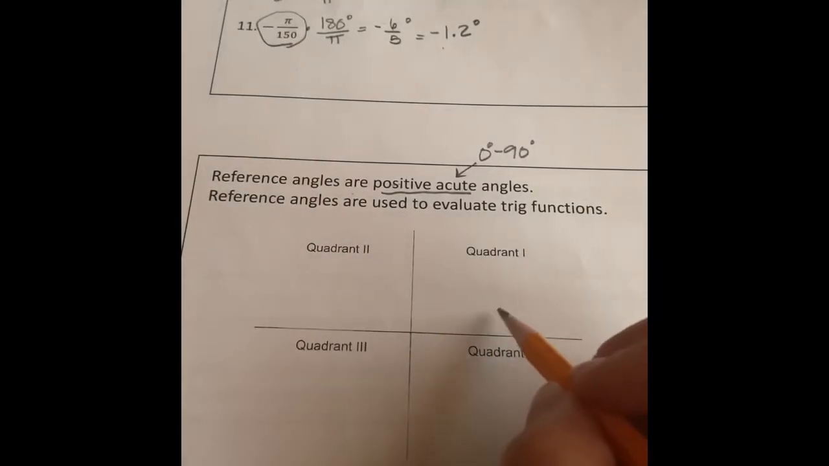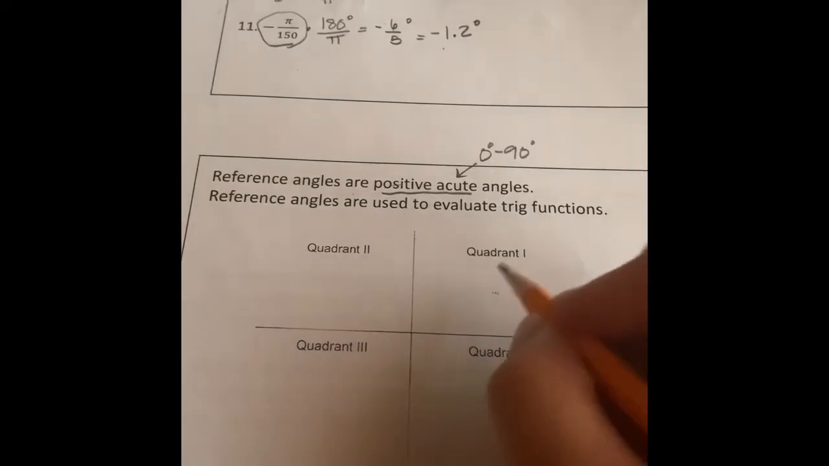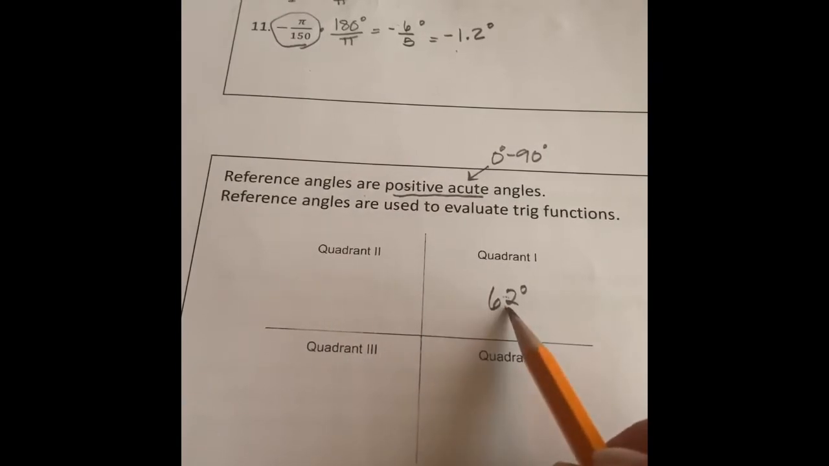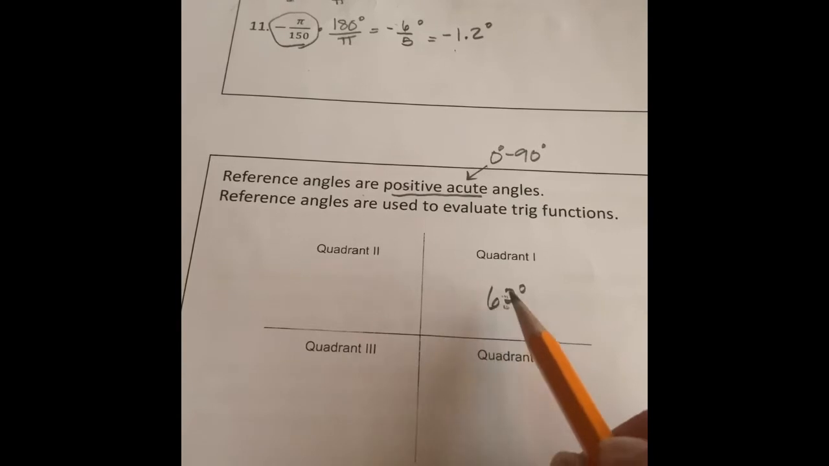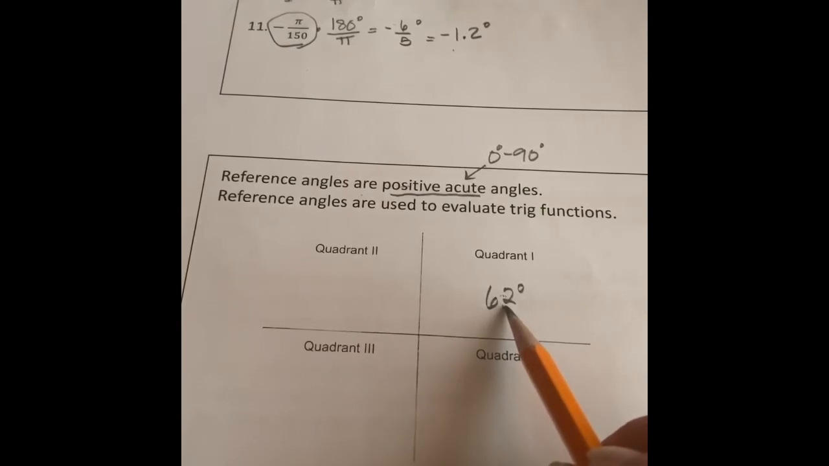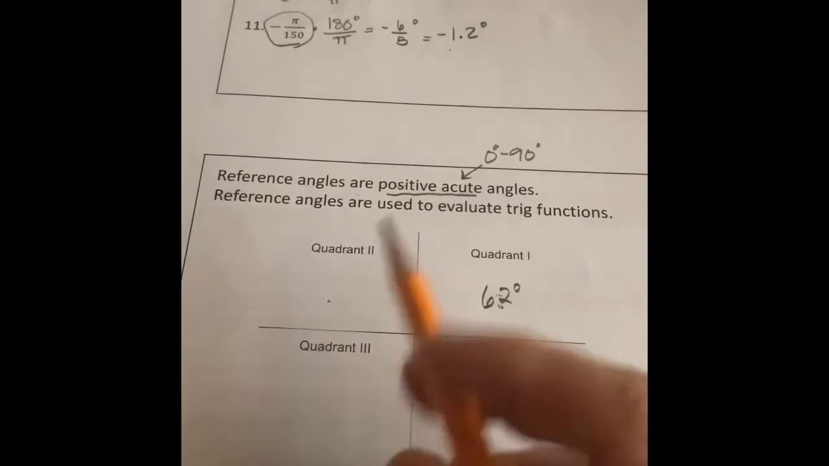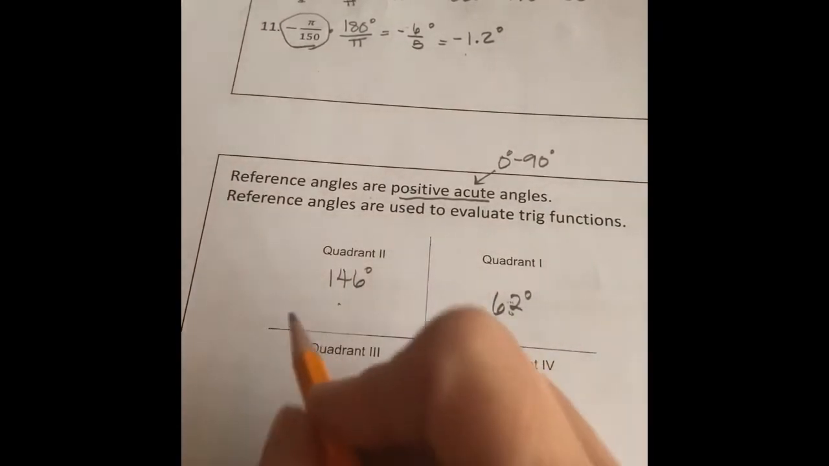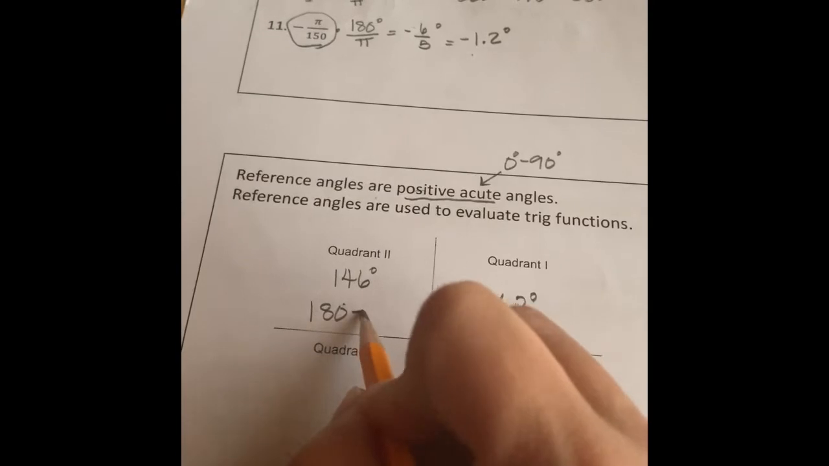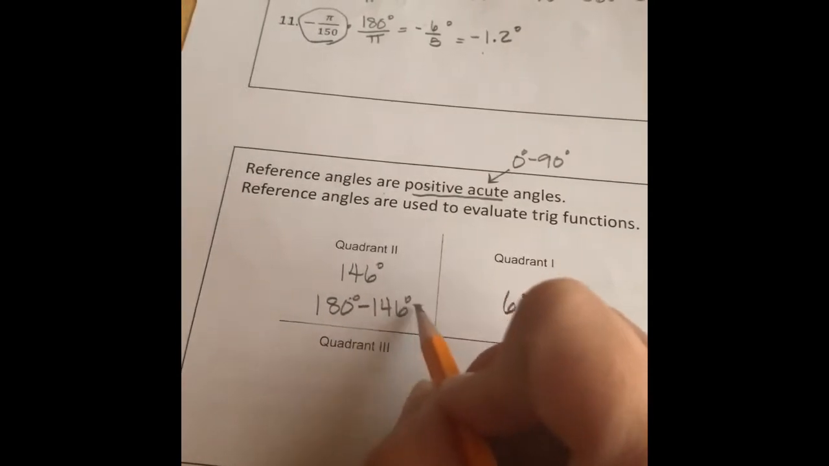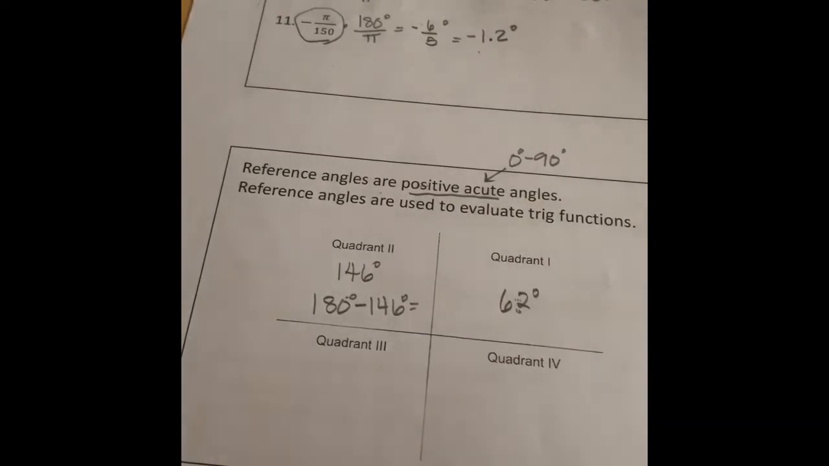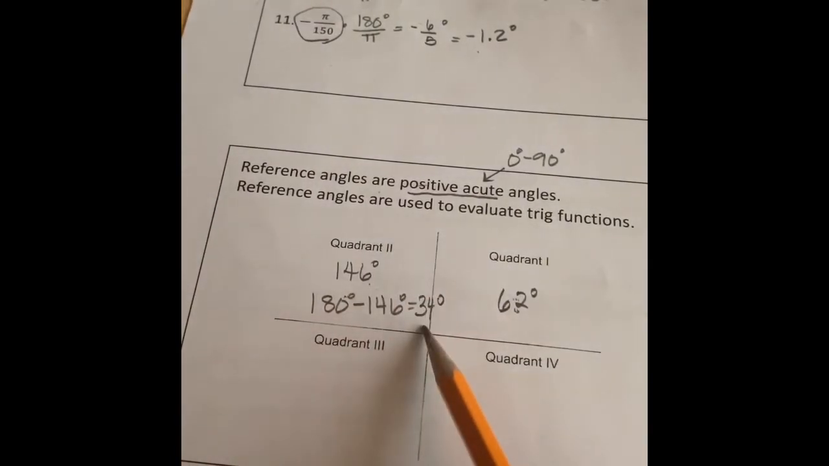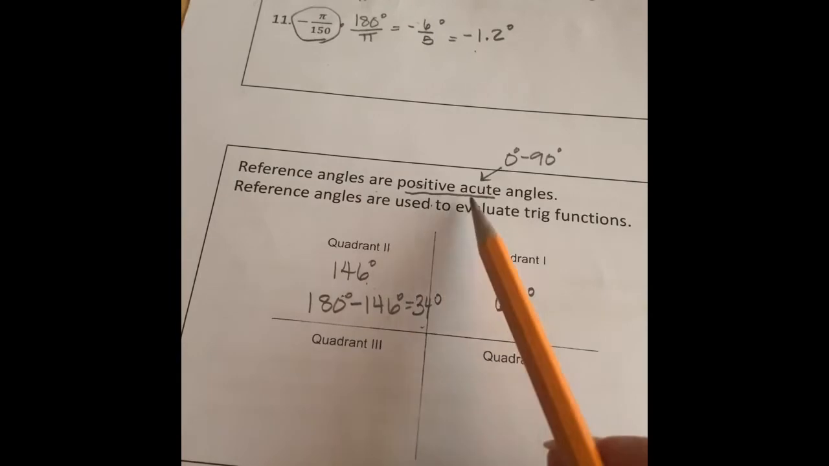If they gave you an angle that was in the first quadrant, for instance 62 degrees, its reference angle is itself. If I gave you an angle in the second quadrant, for instance 146 degrees, its reference angle would be found by taking 180 degrees and subtracting that 146. If you put that in the calculator, you get 34. So the reference angle of 146 is 34 degrees because it's positive and it's acute.